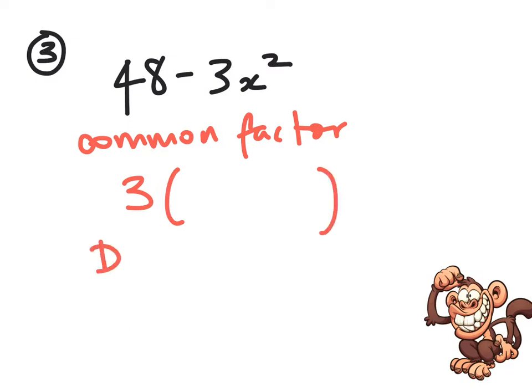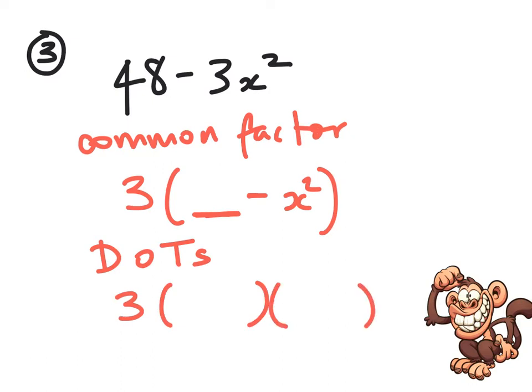Next thing you look for is the difference of squares. And you will have a difference of squares here because this will be a square number. Take away x squared. So you've got 3 bracket bracket.